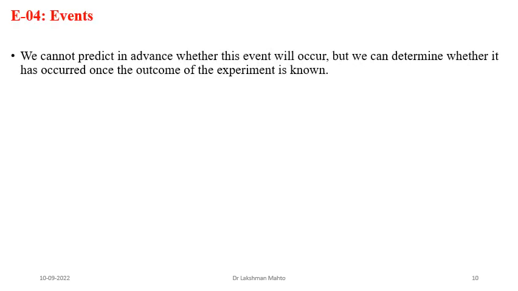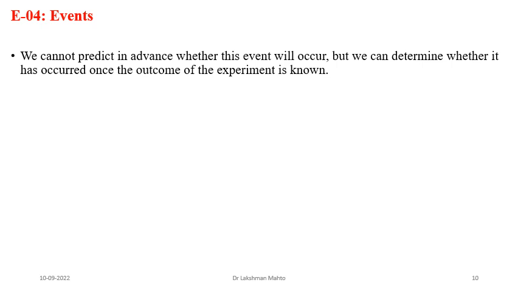Now another example I will take here. We cannot predict in advance whether this event will occur. If you have an event, then this event is not a certain kind of thing. Through that statement, we come up with the event. So in advance, we can't say that this event will happen. But we can determine whether it has occurred once the outcome of the experiment is known. Once the outcome is known to us, we can know about the event. But if you talk about predicting whether this event will happen or not in this number of trials of the experiment, then we can't predict that. It has a probability, a probability measure, which will come later.